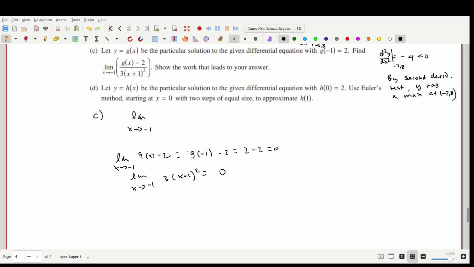You might wonder, why am I doing all this? You technically do need those limits to be both 0 or both infinity for L'Hopital's rule to work, so you probably do need to say it. Notice this is okay because g is continuous. Okay, so this limit, g of x minus 2 over 3 times (x plus 1) squared.